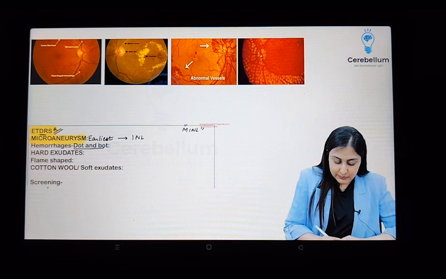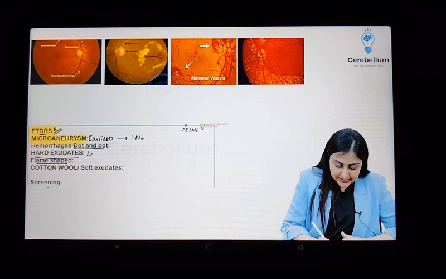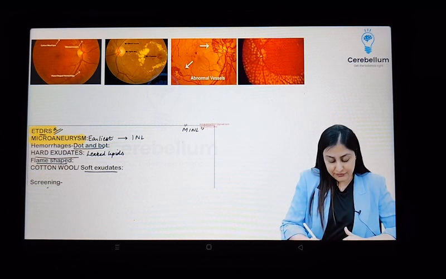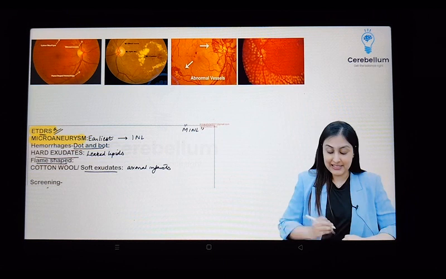Then you have dot and blot hemorrhages. You can have flame-shaped hemorrhages. What are hard exudates? They are leaked lipids. When lipids leak out, it's known as hard exudates. Or you can have cotton wool spots or soft exudates. What are soft exudates? They are axonal infarcts. Okay, so they also ask you which layer they are affected in.